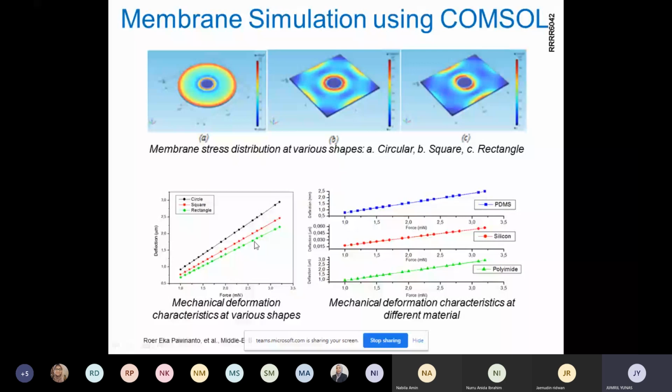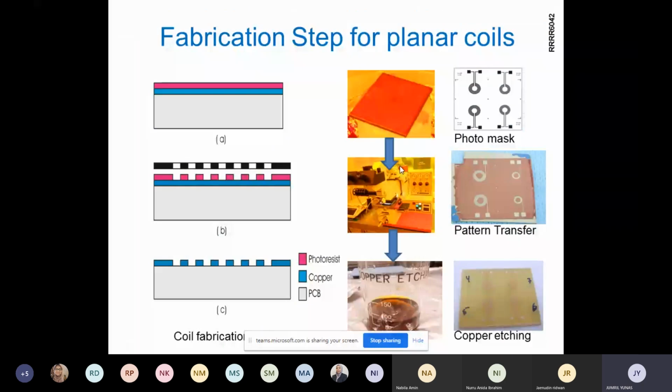We can also analyze the von Mises stress of the membrane. We can see how high the membrane can deflect, and also the material parameter, which one is the best one. So this process is called the MEMS design, and then we bring our design to the clean room.